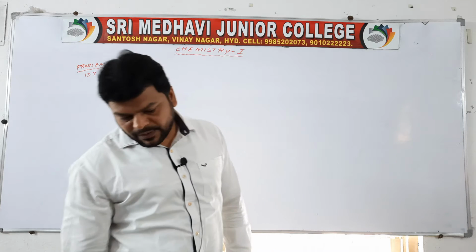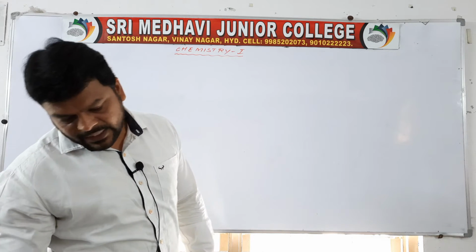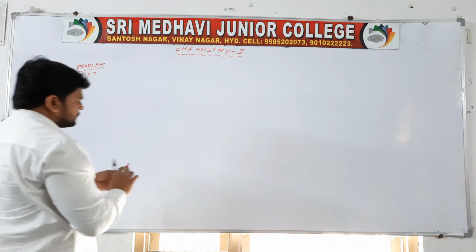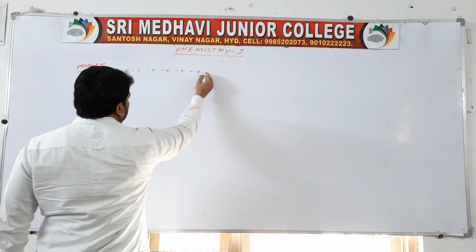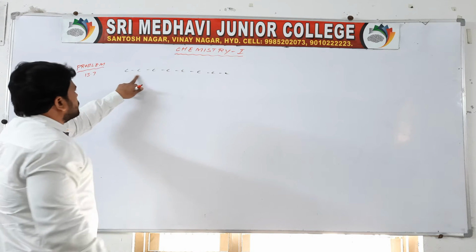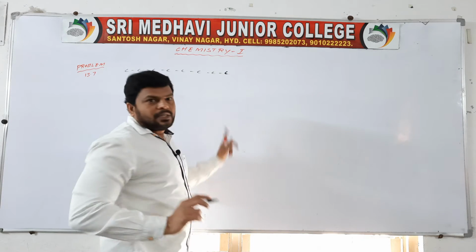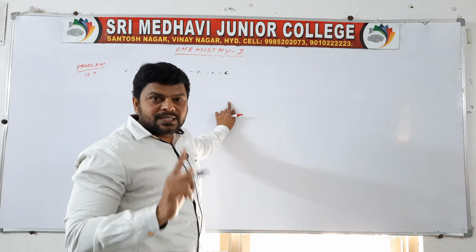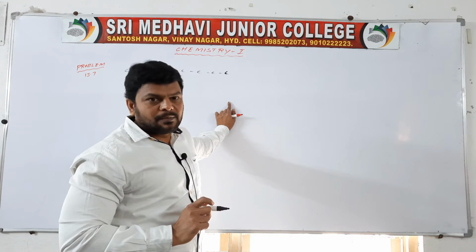One compound is given, with carbons numbered 1, 2, 3, 4, 5, 6, 7, 8. This compound we are going to discuss based on the lowest sum rule.